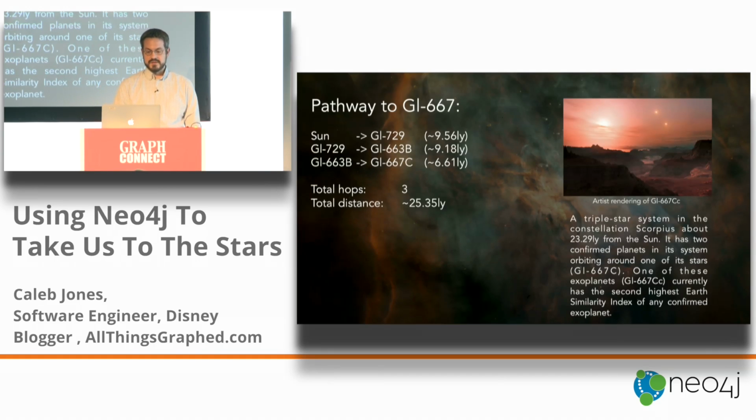Another one is GL667, which at the time when I did this had a confirmed exoplanet with the highest Earth similarity index. Since then, it's been bumped down to second. There's another confirmed exoplanet that has a higher Earth similarity index. A feature that's notable on this one is it's a triple star system. So what would that be like, to be on a potentially habitable planet with 3 stars? And it's only about 3 hops to get to that one, once you have that network figured out.